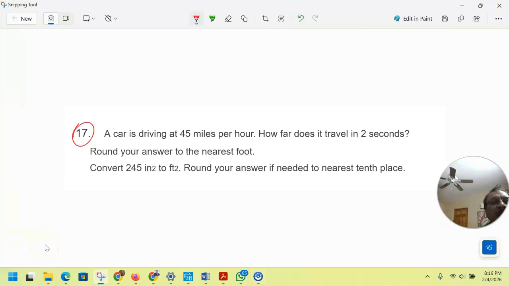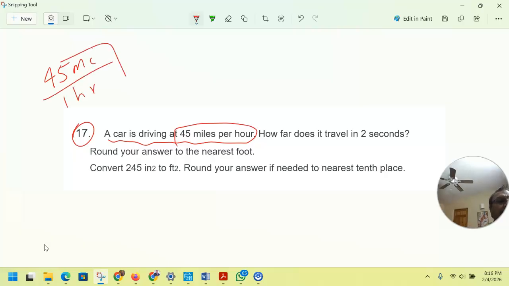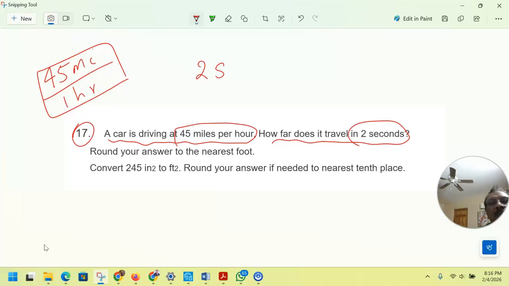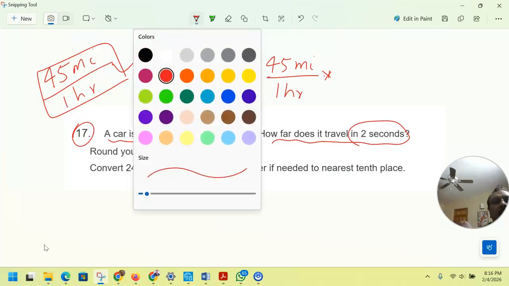Question number 17 is, the car is driving 45 miles per hour. That means this is 45 miles for 1 hour. This is the conversion rate, so I'm going to keep it separate. How far does it travel in 2 seconds? So I'll begin with the 2 seconds. Now I'm going to multiply by this conversion factor, which is 45 miles divided by 1 hour, and each of these we'll have to convert now. Let me use green color.